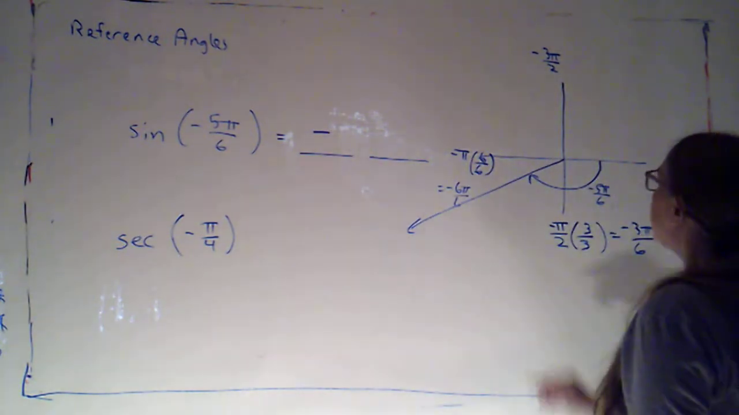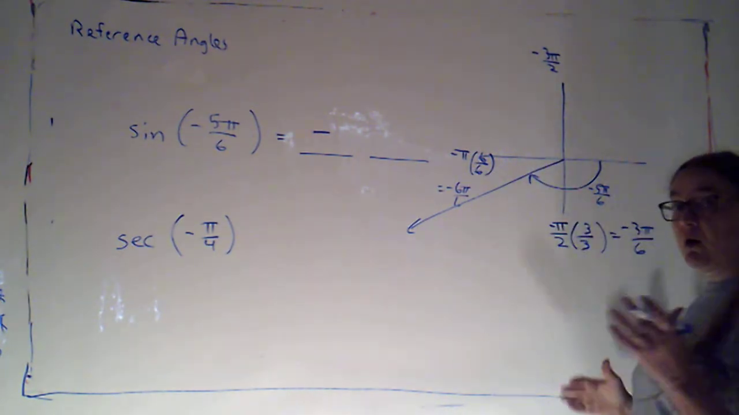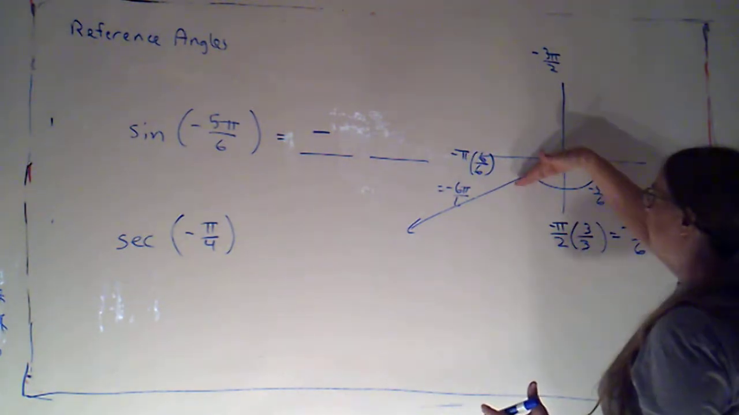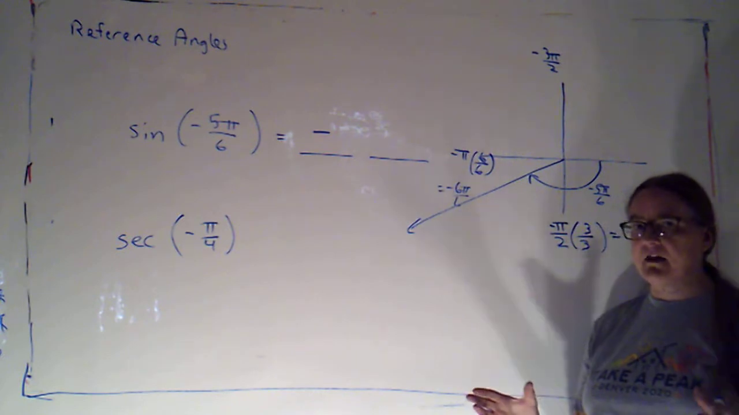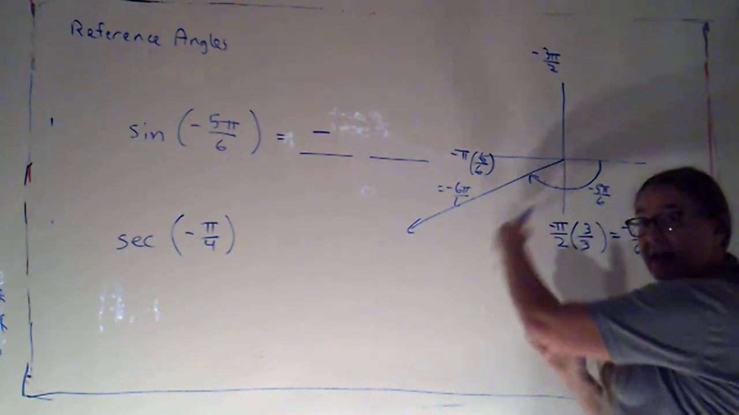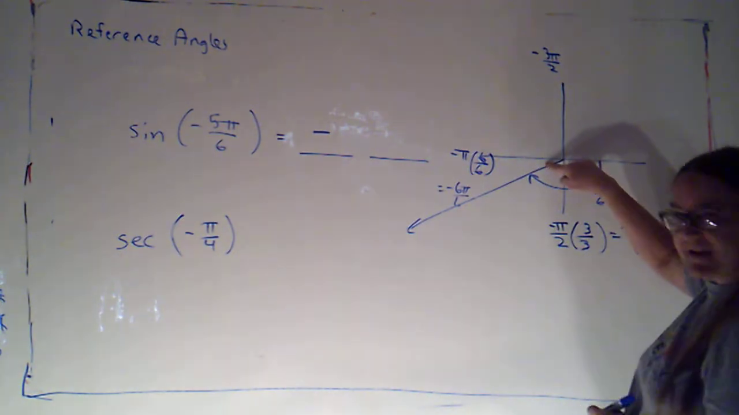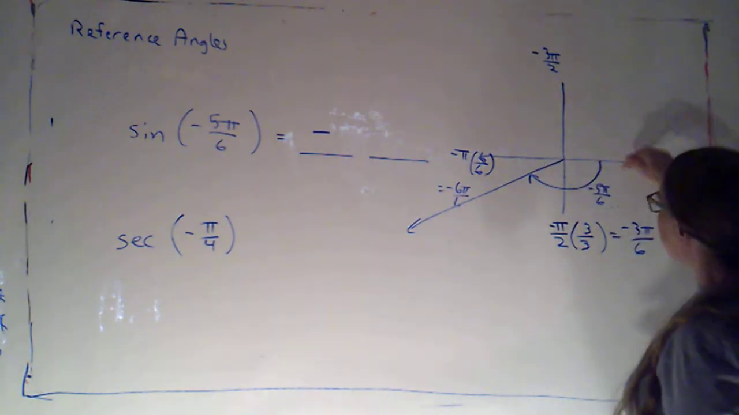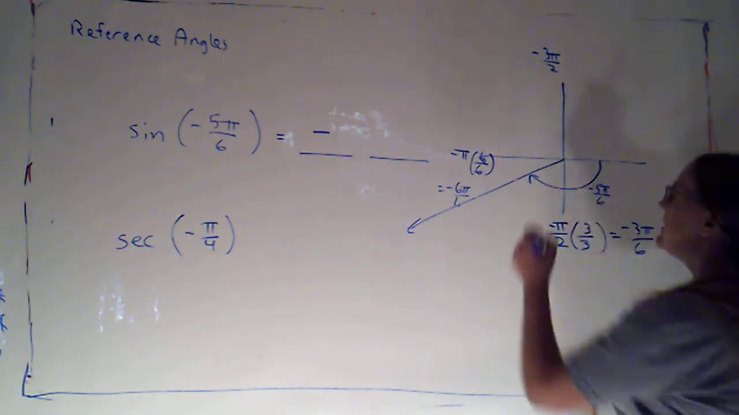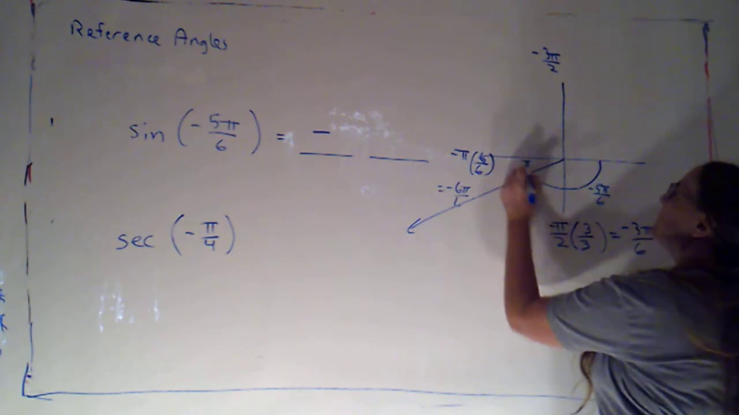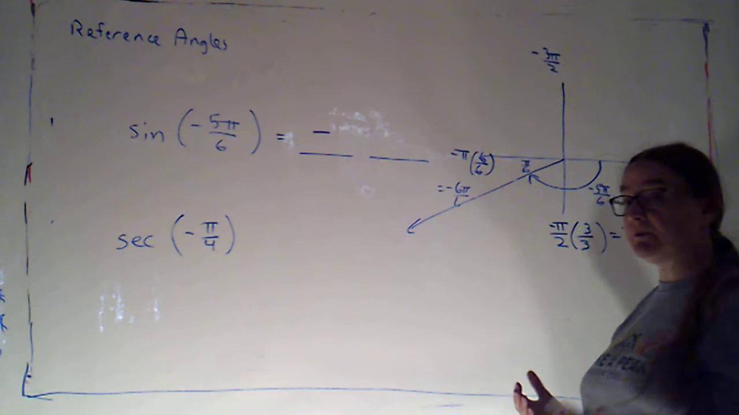Excellent. Now, I need to know what this reference angle is. Remember, the reference angle is always the acute angle between the terminal ray and the x-axis, and we always count it as a positive angle. So it doesn't matter that I've been working with negative angles up until this point. We're just looking at how much rotation is there. And here, in the negative direction, this was 5 pi over 6, this was 6 pi over 6. The difference between them would be just pi over 6. Pi over 6, that's my 30-degree angle.